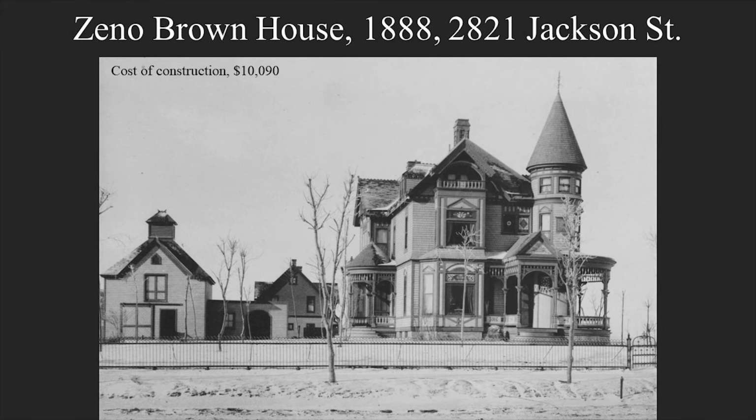The Zeno Brown House. This was just south of the former home of the Sioux City Public Museum, the Pierce Mansion. This was at 2821 Jackson Street, built in 1888. The cost of construction of this house was $10,090. Zeno Brown was the son-in-law of D.T. Hedges, and we're going to talk a lot about D.T. Hedges in just a little bit.